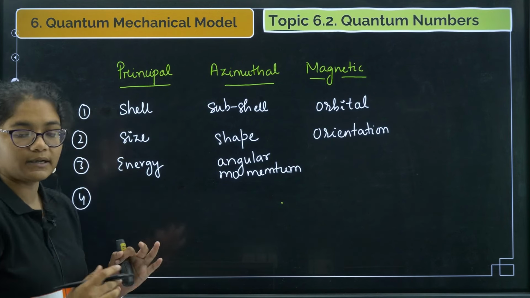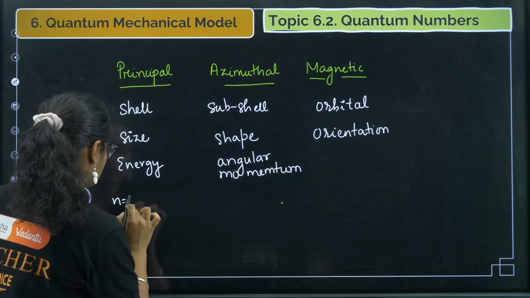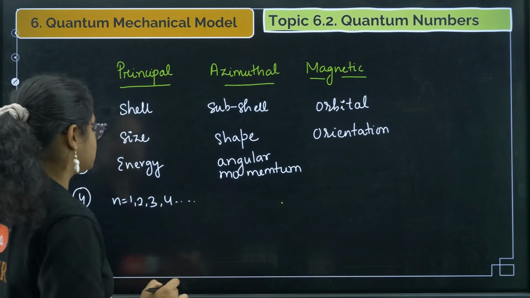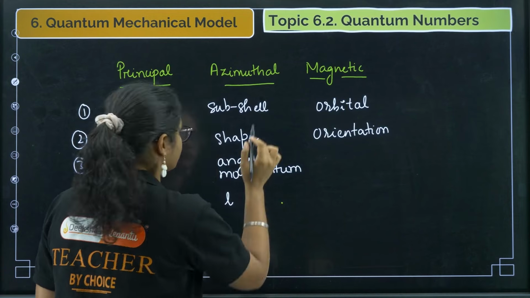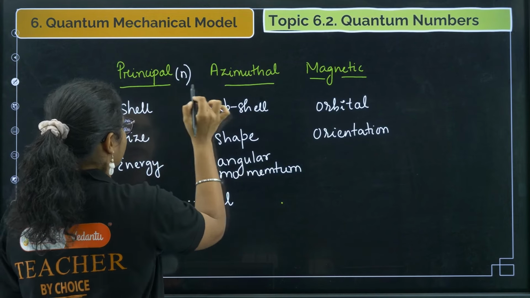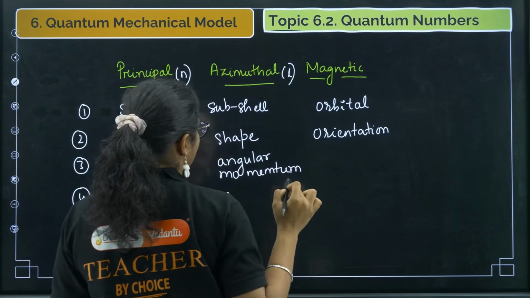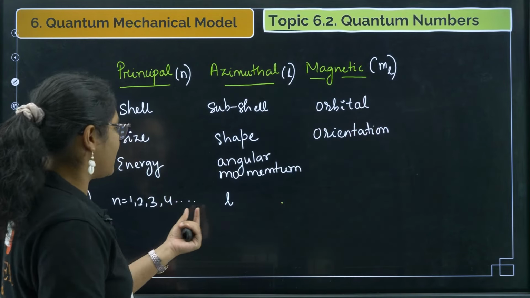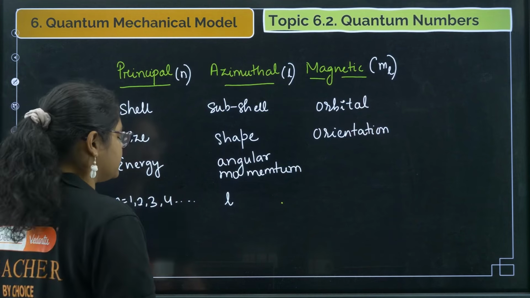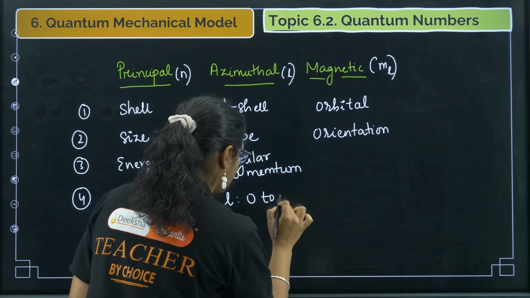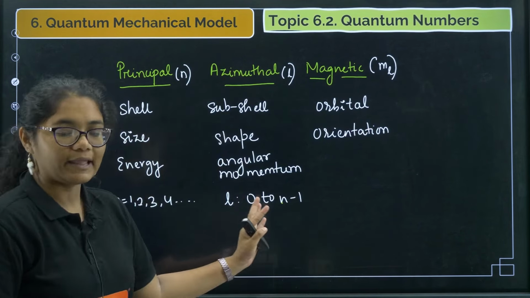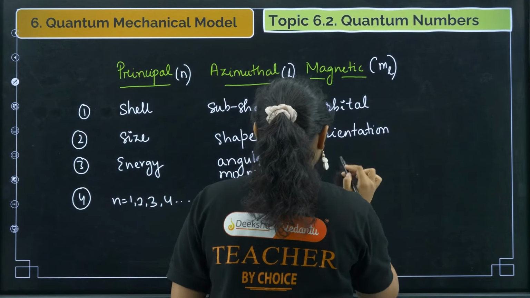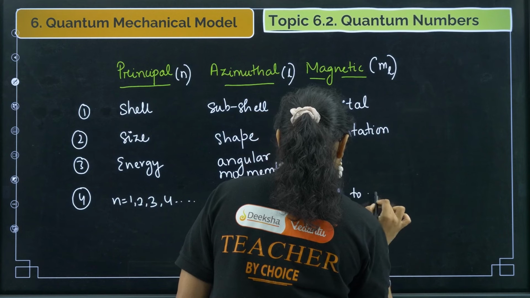Now the fourth one, coming to range. The principal quantum number starts from n equal to 1, 2, 3, 4, like this. One more thing: the principal quantum number is denoted by n, the azimuthal quantum number is denoted by L, and the magnetic quantum number is denoted by ML. The value of the azimuthal quantum number is from 0 to n minus 1. I'll give you an example and it will be very clear. And the range of the magnetic quantum number is minus L to plus L.